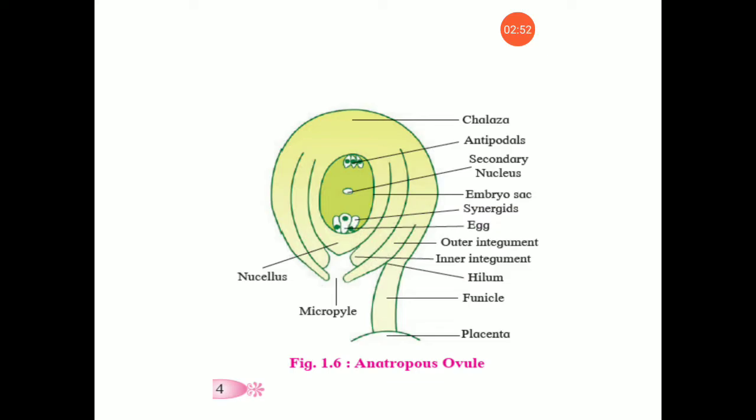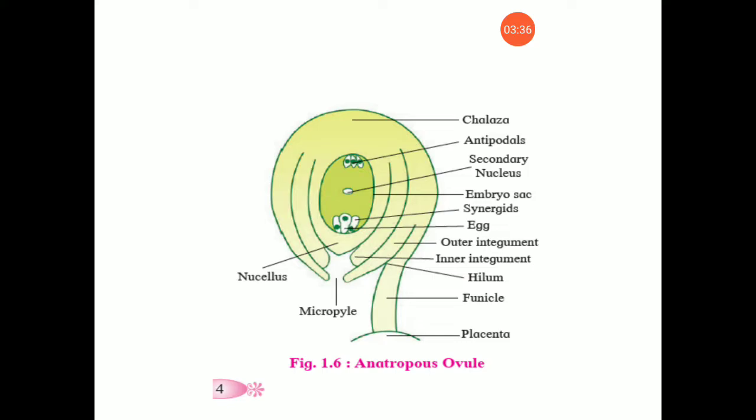Each ovule develops inside the ovary and is attached to the placenta by a small stalk called funicle. The place of attachment of funicle with the main body of ovule is called hilum. The ovule consists of central diploid parenchymatous cells called nucellus. The nucellus represents the megasporangium proper of an ovule.